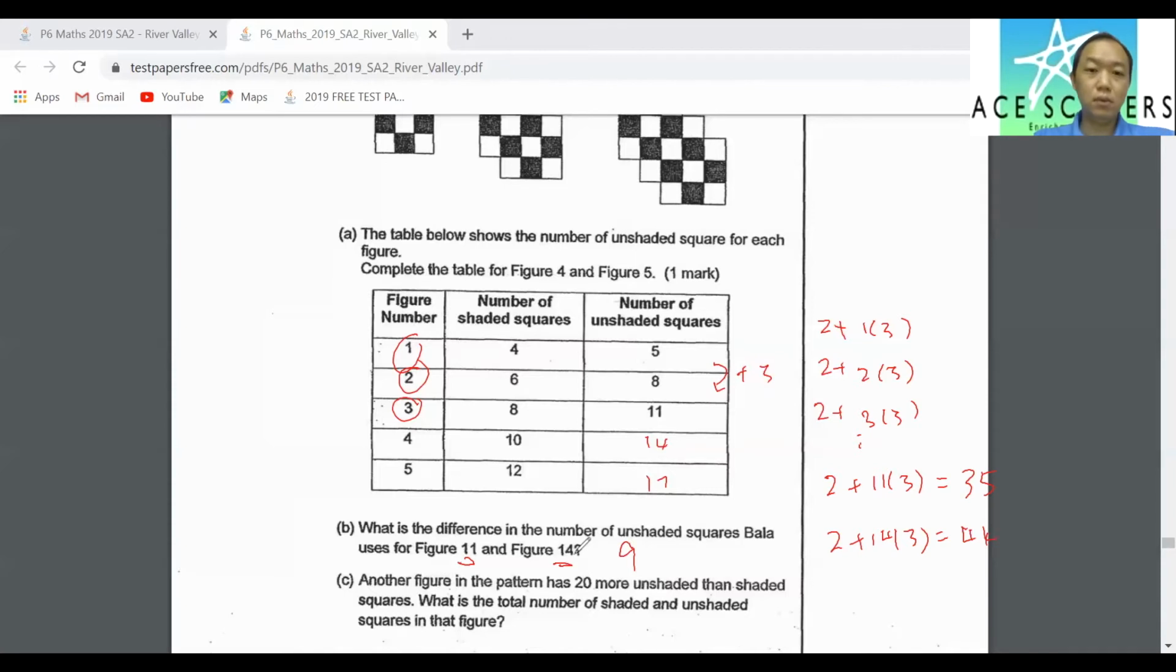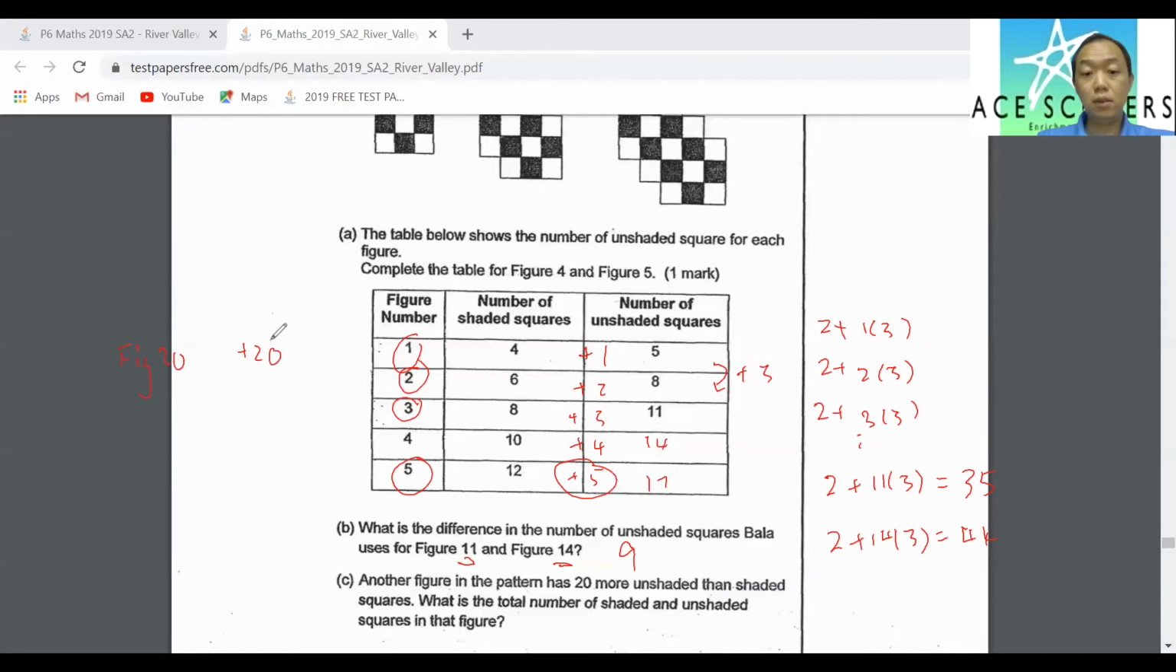Okay, next. Another figure in the pattern has 20 more unshaded than shaded. What is the total number of shaded and unshaded squares in that figure? Okay, so now we have to find the difference. So the difference here is 1. This plus 1, 4 plus 1 equals 5, plus 2, plus 3, plus 4. Okay, see the pattern? Plus 5. Now it's plus 20. Now if the difference here is plus 20, can you see it corresponds to this? So plus 20 must be figure 20.